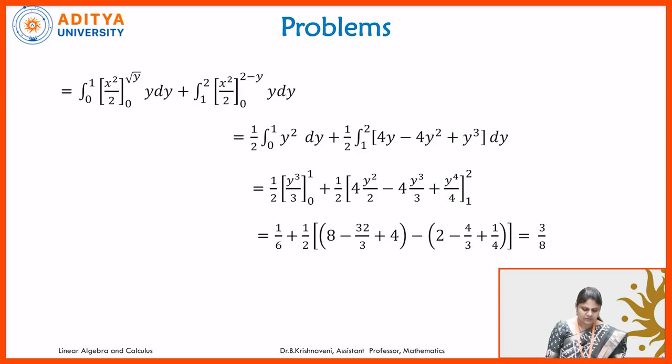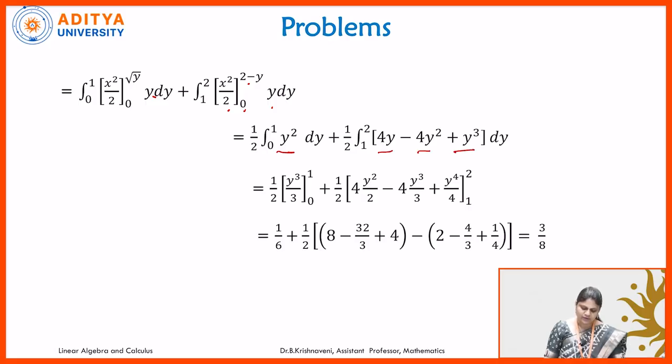Which is equal to the integral 0 to 1, where the x integration is x square by 2 between the limits 0 to y, y dy, plus the integral 1 to 2, where in the second part the x integration is x square by 2 between the limits 0 to 2 minus y, y dy. Substituting the limits, you get 1 by 2 integral 0 to 1, the upper limit root y whole square means y, y into y is y square, plus the lower limit is 0, plus 1 by 2 into the upper limit, substituting and simplifying, you get 4y minus 4y square plus y cube.